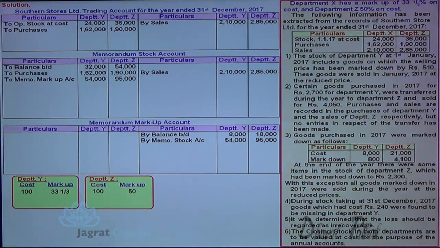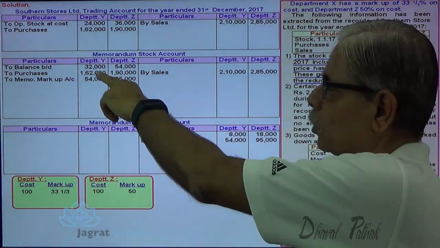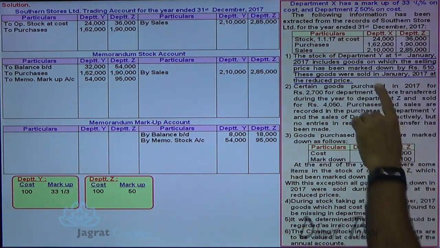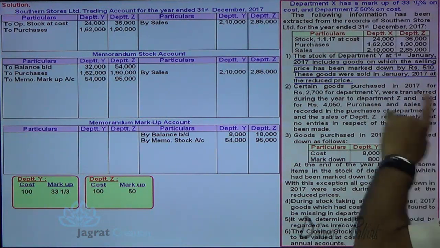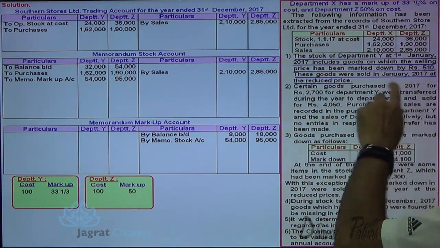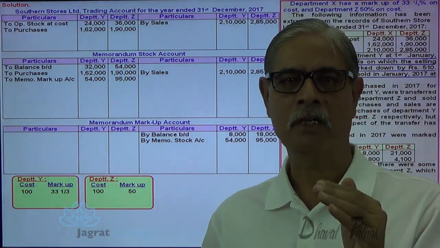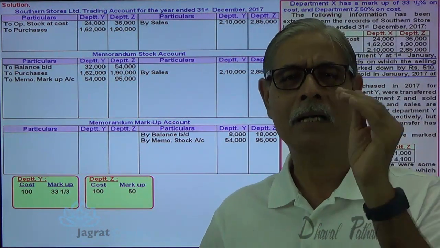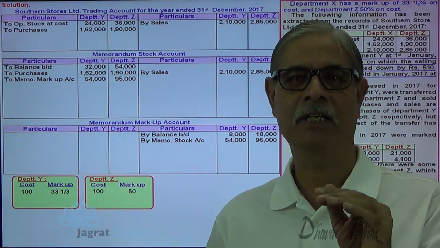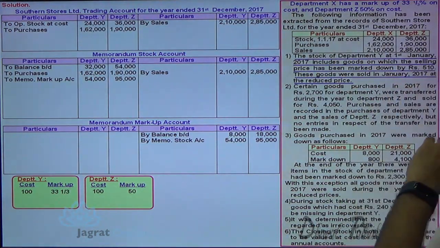Now next. The opening stock of department Y, 1st of January 2017, this opening stock 32,000 includes goods on which the selling price has been marked down by 510. These goods were sold in January 2017 at a reduced price. So this 32,000 is the opening stock at a markup price, cost plus profit load. But there was a markdown, a reduction in the markup. By what amount? By 510.